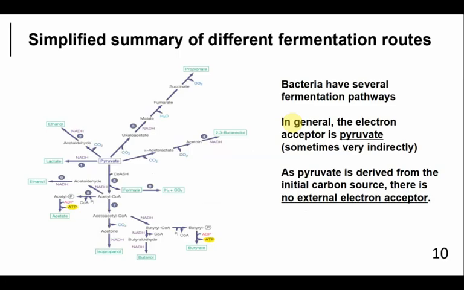Now, well, in biology, nothing is simple, right? And certainly fermentation pathways in bacteria are not always simple. And there are a lot of bacteria that perform fermentation, and they can do it in a lot of different ways. But basically, the electron acceptor is always pyruvate or something derived from pyruvate. And the pyruvate itself is derived from the glucose that you used at the start of the pathway. So there is no external electron acceptor. Okay?